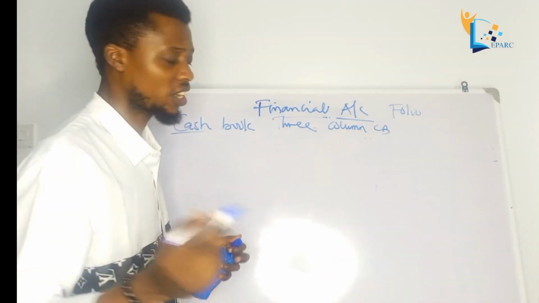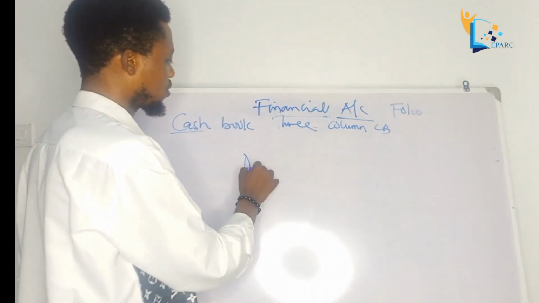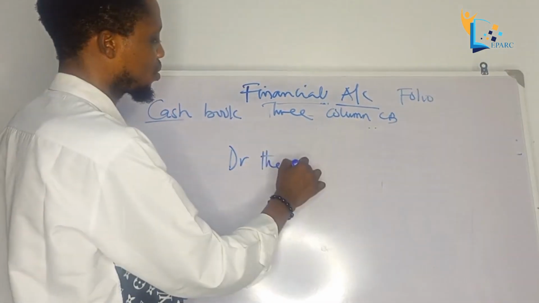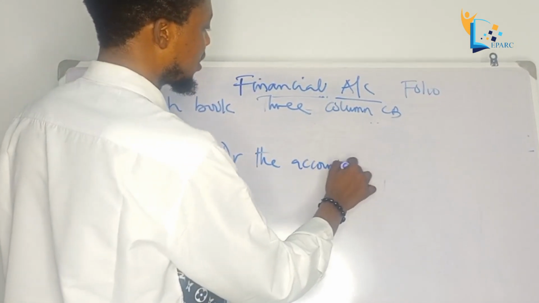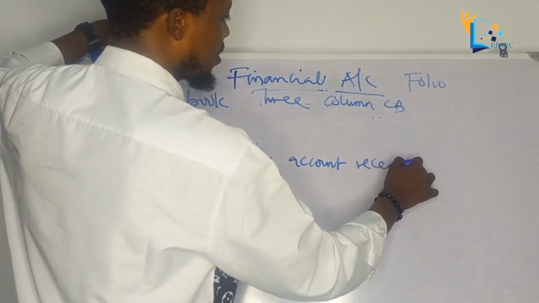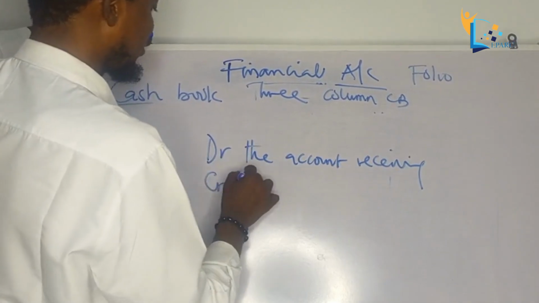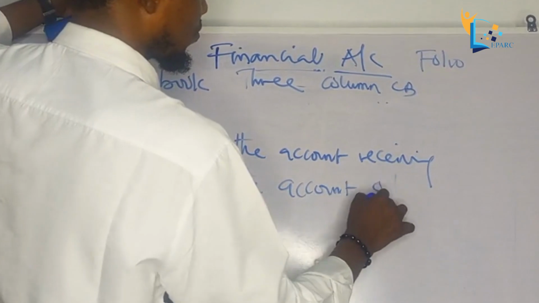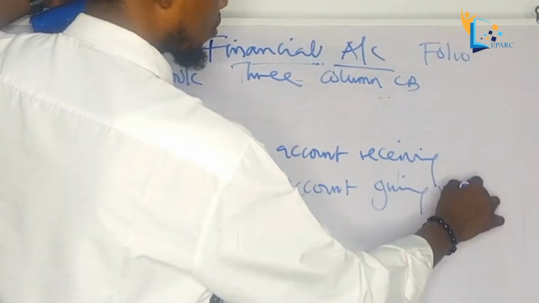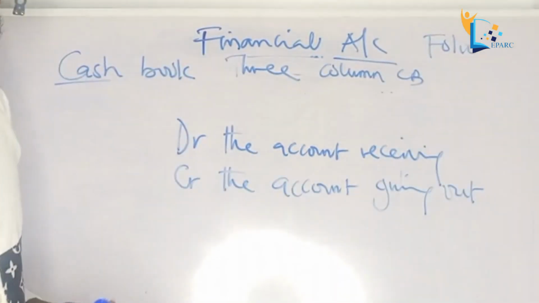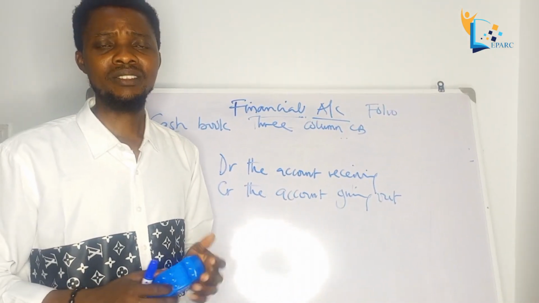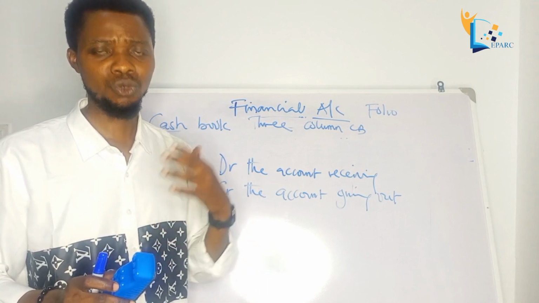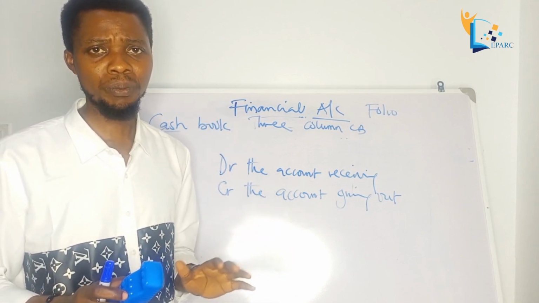That's why I said initially from the beginning, this is a simple rule to follow: you debit the account that is receiving and credit the account giving out. Okay? So we're going to stop here for today. Don't worry, by the time we move further, you will understand as we progress.